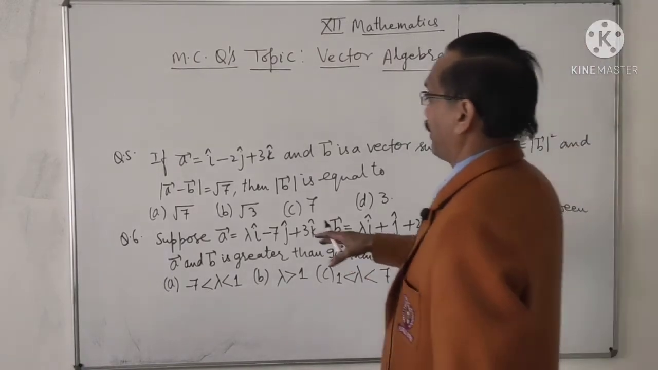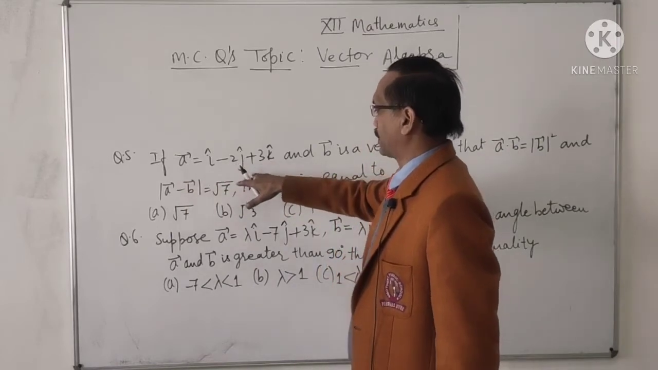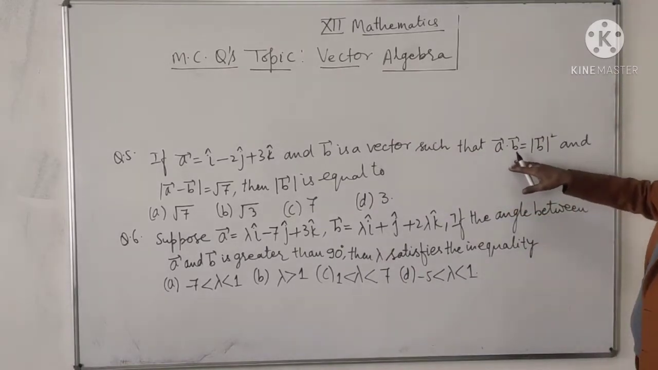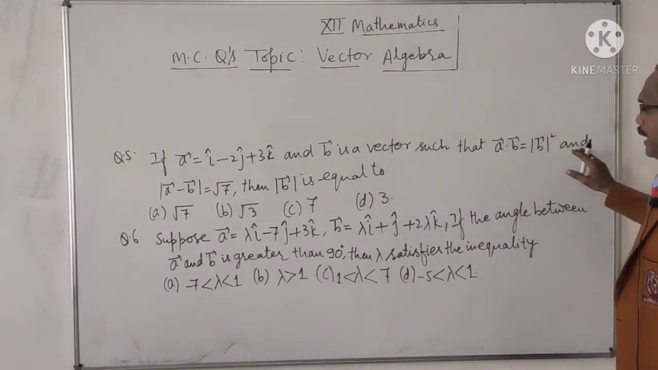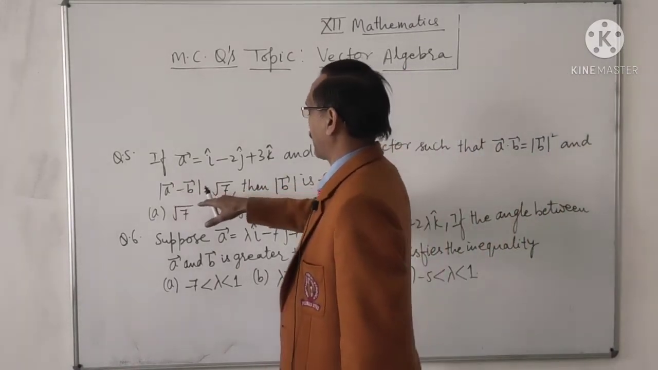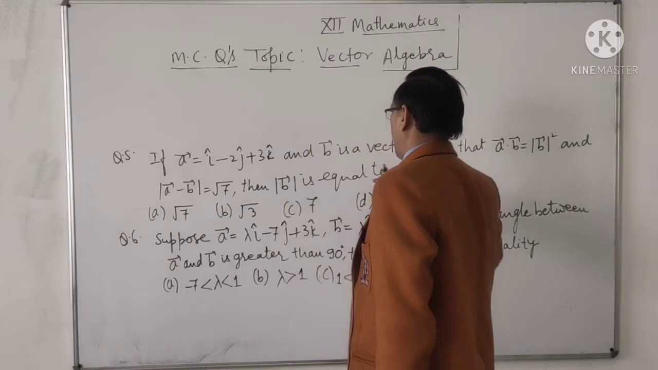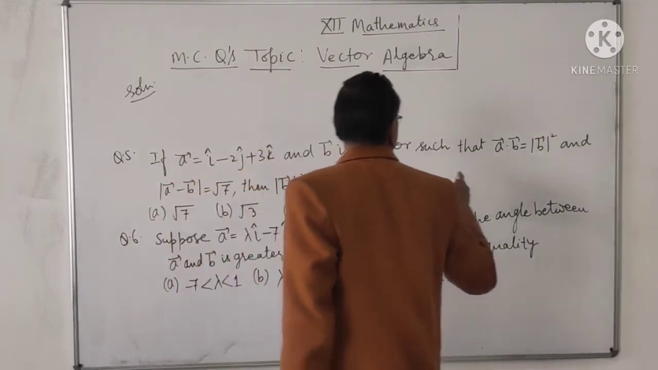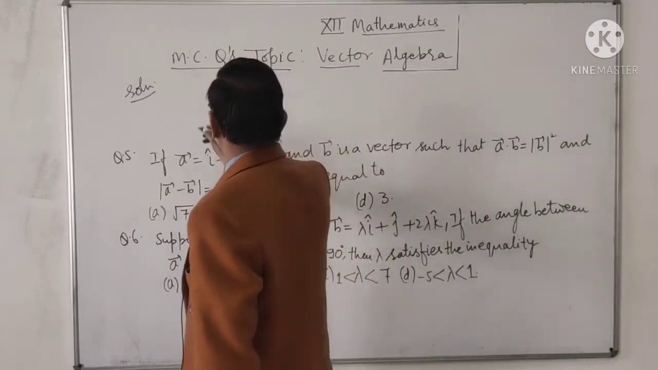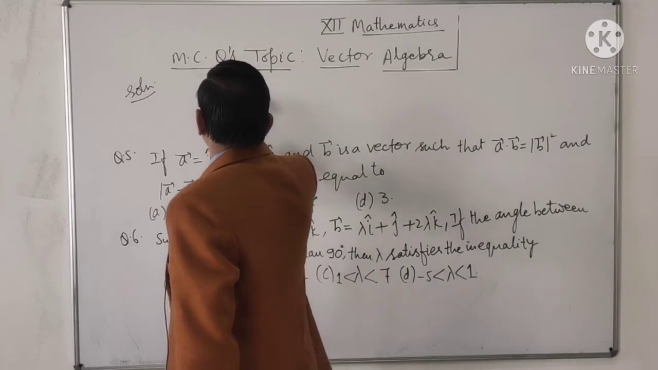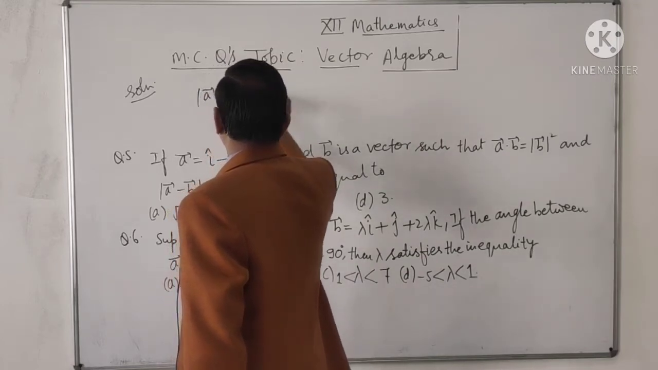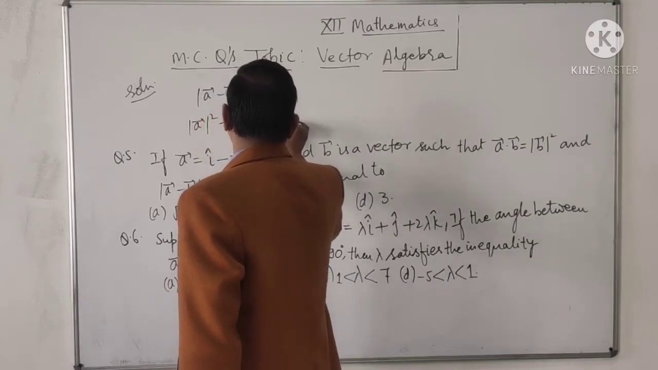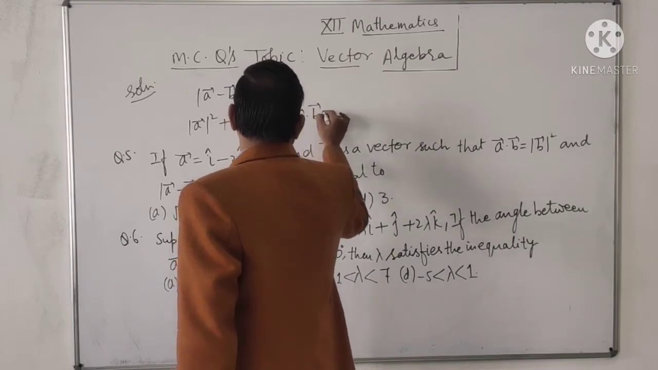Now question number 5. If A equal to i cap minus 2j cap plus 3k cap and B is a vector such that A dot B equal to mod B square and mod A minus B vector equal to root 7, then mod B is what? See the solution. Let us take the square of mod A minus B. It is 7. There is mod A square plus mod B square minus 2 A dot B, which is 7.